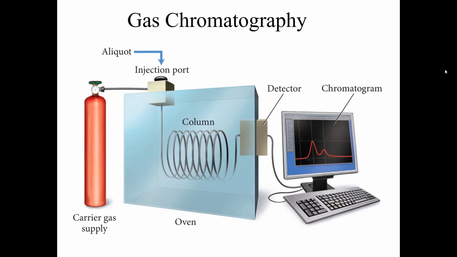And then you generate a graph. You can see it there on the right. We call that a chromatogram. And by running different standards, we can identify which of the standards our samples match. And that's how we run what is called a gas chromatography experiment.